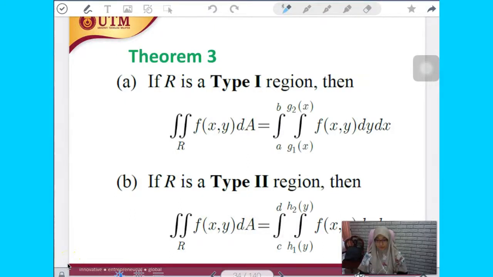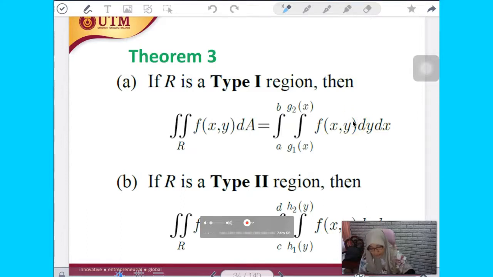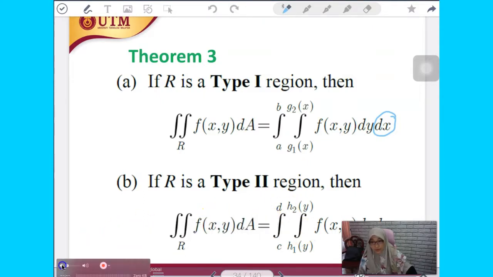So now, based on the previous video, we can see that if x is constant, we should put the dx as the outer integral, where we have dy dx. But the second one, when y is constant, we have to put dy outside, and we have dx dy. So to determine the limit for dy dx, you need the vertical line, which is x constant.